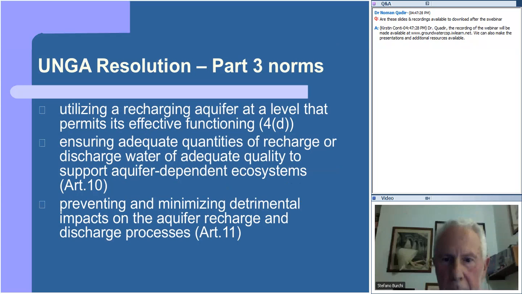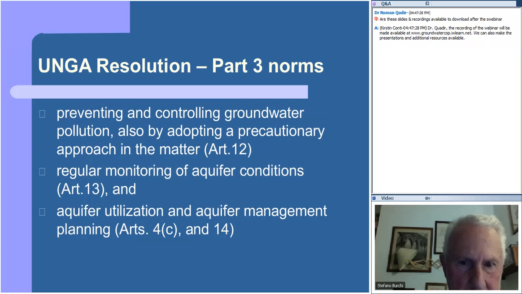Okay. Well, hopefully we can fix that for you, but your first bullet is utilizing a recharging aquifer at the level that permits its effective functioning. Your second bullet is ensuring adequate quantities of recharge. And the third is preventing and minimizing detrimental impacts on the aquifer recharge and discharge process. Okay, let's see what I have next. Preventing and controlling groundwater pollution, regular monitoring of aquifers, and can you read the rest? Aquifer utilization and aquifer management planning.